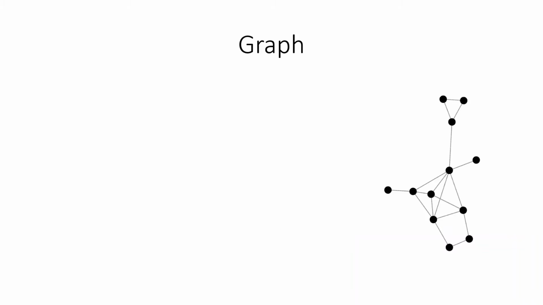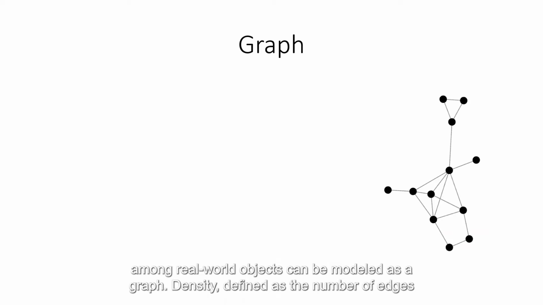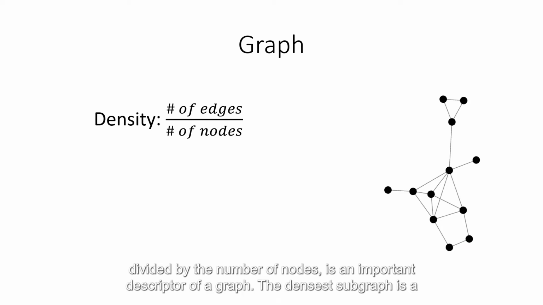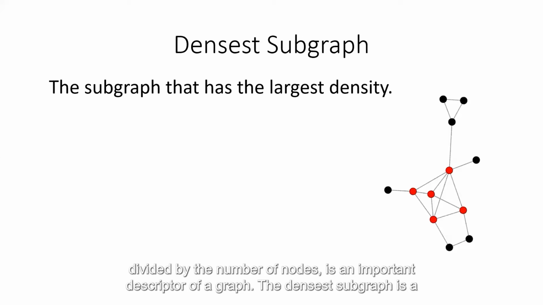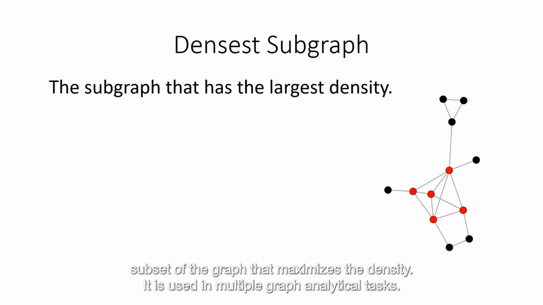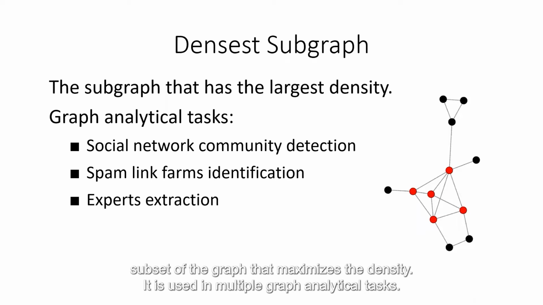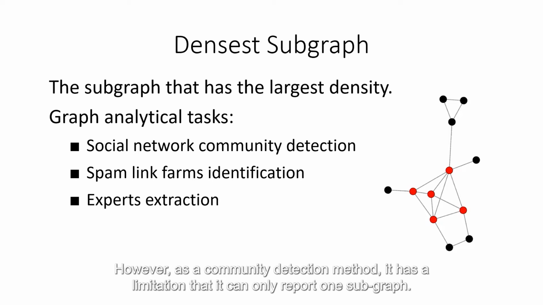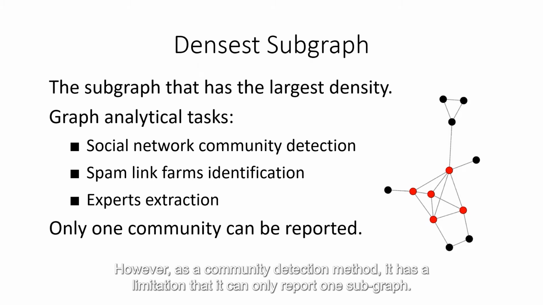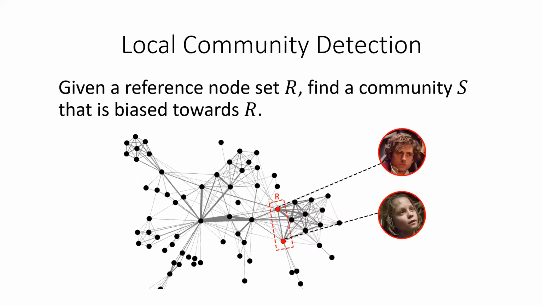The interconnections among real-world objects can be modeled as a graph. Density, defined as the number of edges divided by the number of nodes, is an important descriptor of a graph. The densest subgraph is a subset of the graph that maximizes the density. It is used in multiple graph analytical tasks. However, as a community detection method, it has a limitation that it can only report one subgraph.